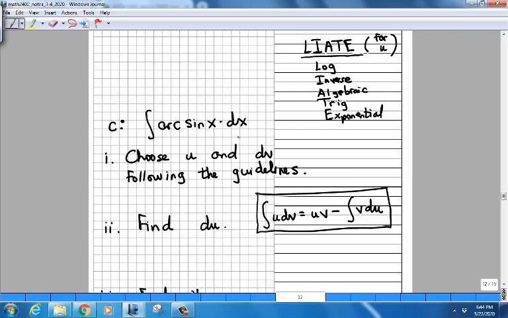So in this order of priority, you want to let u be either a log function, or inverse function, or algebraic function, or trig function, or an exponential function from your integrand. And again, the first letter of those five words gives you the acronym LIATE.